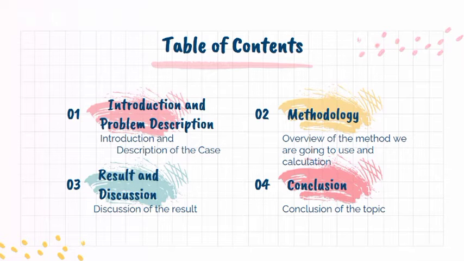Next, we have the table of contents. Firstly, we have the introduction and problem description. Second, we have the methodology, which includes an overview of the method we are going to use and the calculation. Next, we have the result and discussion. And lastly, we have the conclusion of the topic.